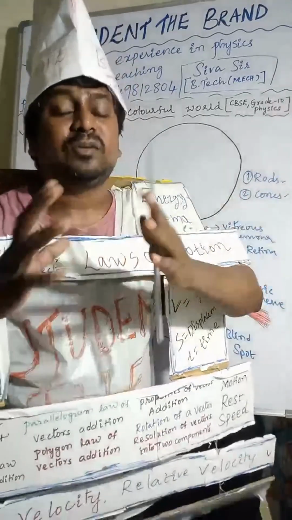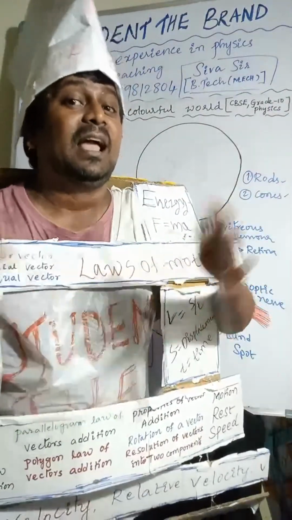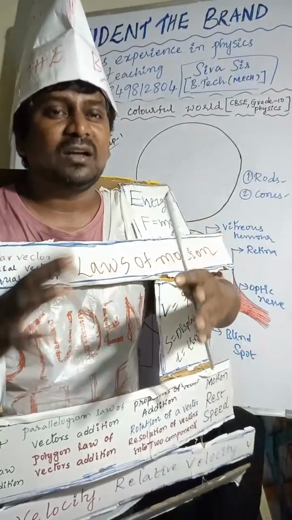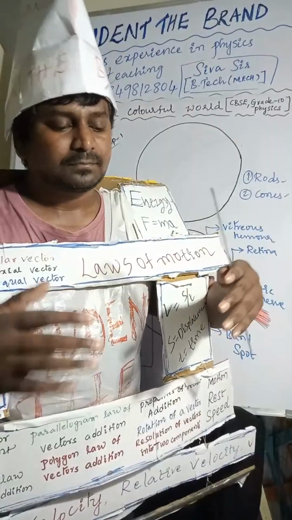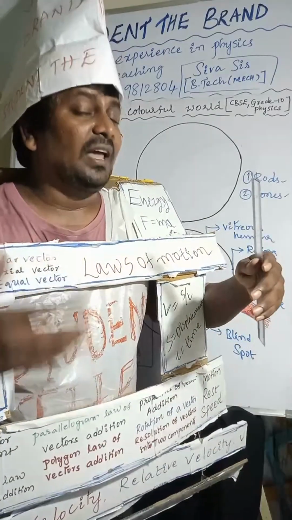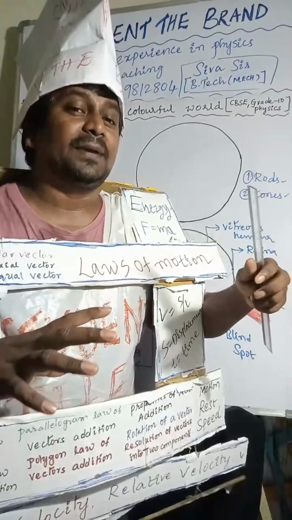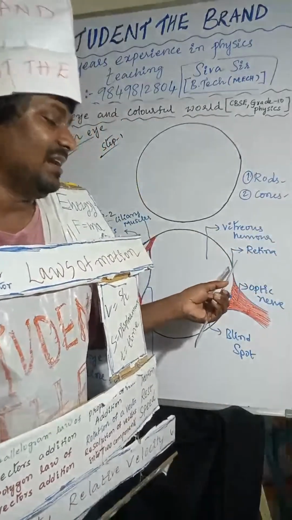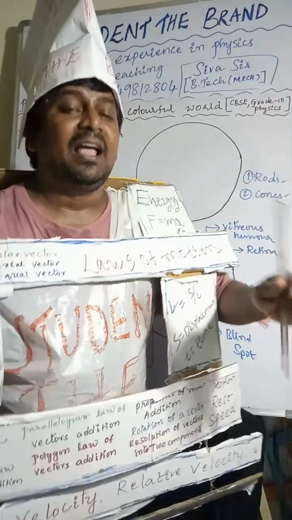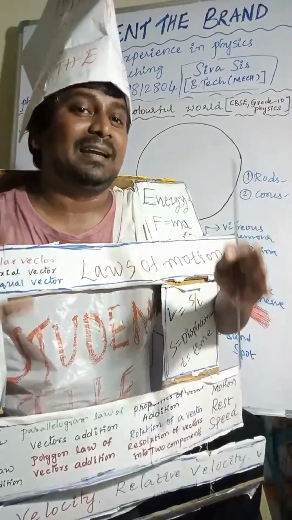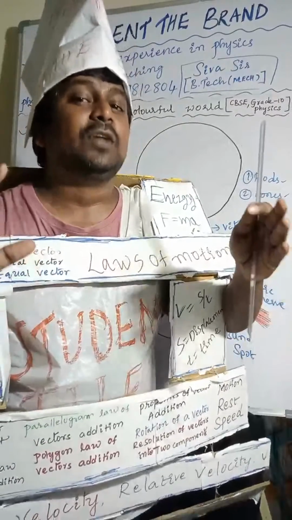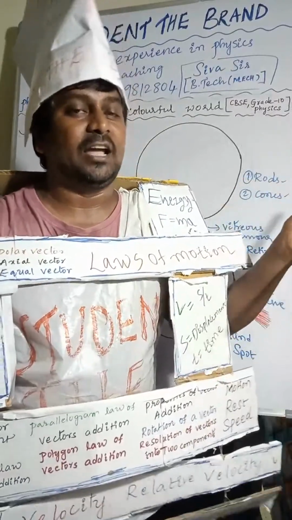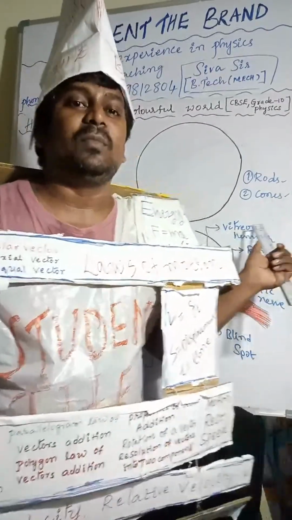At the retina only, if more rods and cones are present, that is called the yellow spot. I hope it is very clear. So this is about human eye parts and function.